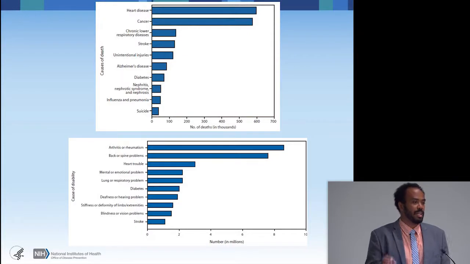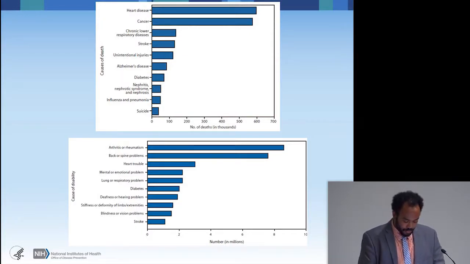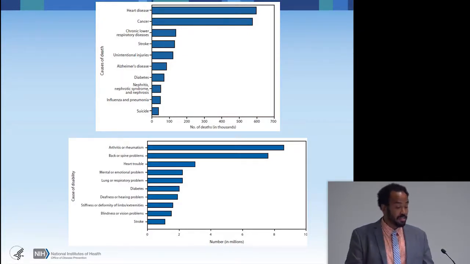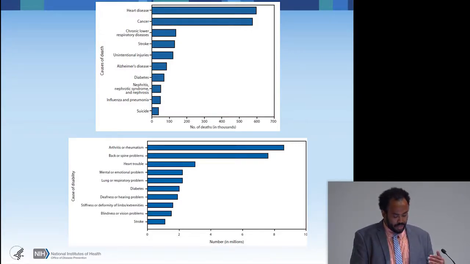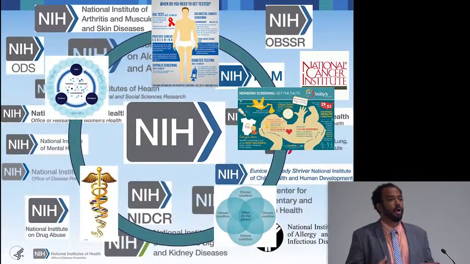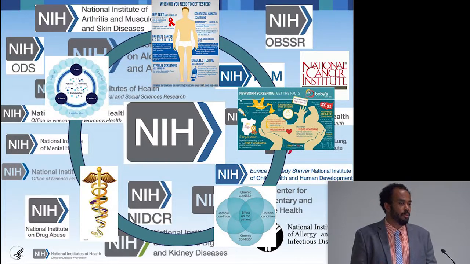But how do we select what things to cover? Do we prioritize the leading causes of mortality, like the top graph? Or do we look at the causes of chronic disease, such as the lower graph? Do we prioritize current health problems or future health problems? These are the questions that we hope to address by working with our stakeholders throughout the NIH.